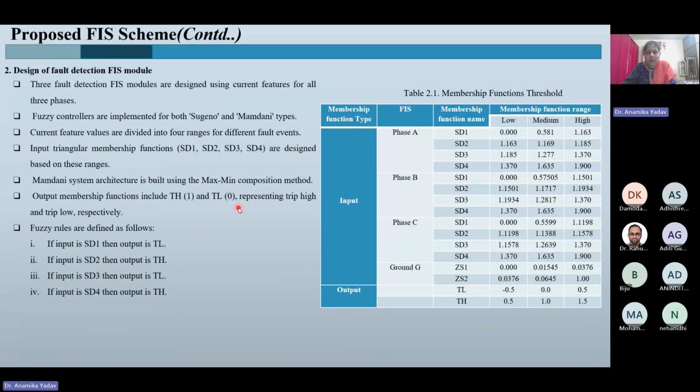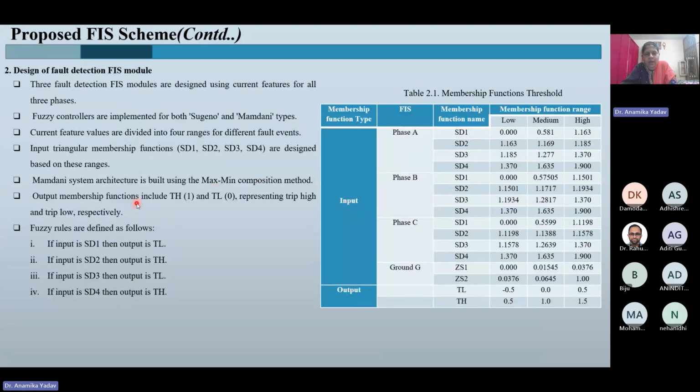for detection of fault. Now how do we design fuzzy logic modules? Three fault detection modules we have designed, one for each phase current, and the fuzzy logic controller, both Sugeno and Mamdani type, has been used. Current features are divided into 4 ranges, and for input we have used triangular membership functions SD1 to SD4, and based on these ranges the Mamdani type of architecture has been used, and finally the min-max decomposition technique has been used.